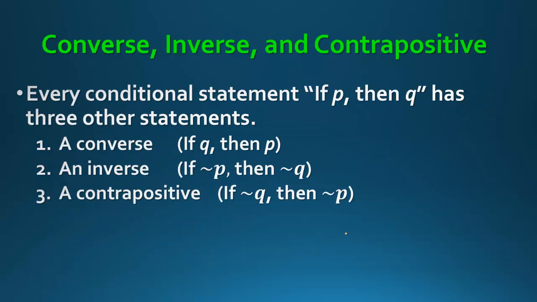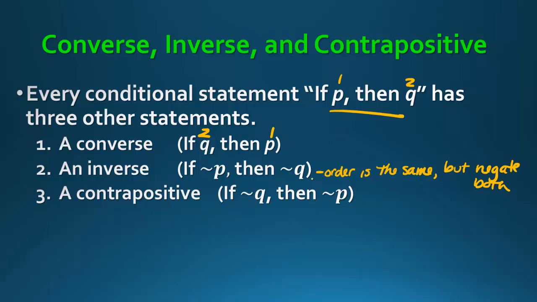It's kind of like with negatives and when you're working with numbers. It's similar to that. Now, every conditional statement has three other statements. A converse, which we covered, where you just kind of flip the two. So like if this is the first and this is the second, the converse would be the second and then the first. For an inverse, the order remains the same, so order is the same, but negate both. Okay, so we keep this initial order, but we negate both of them.